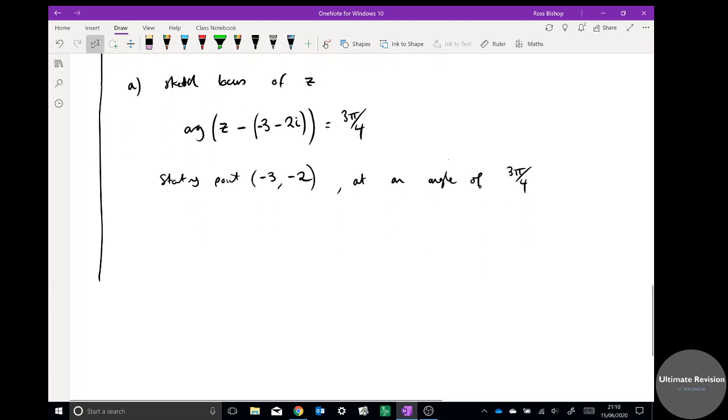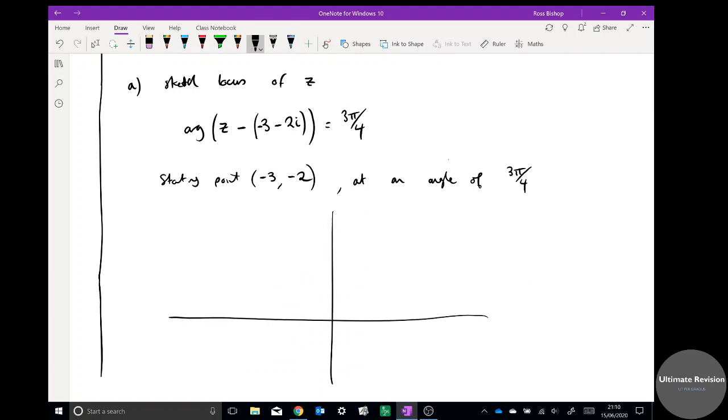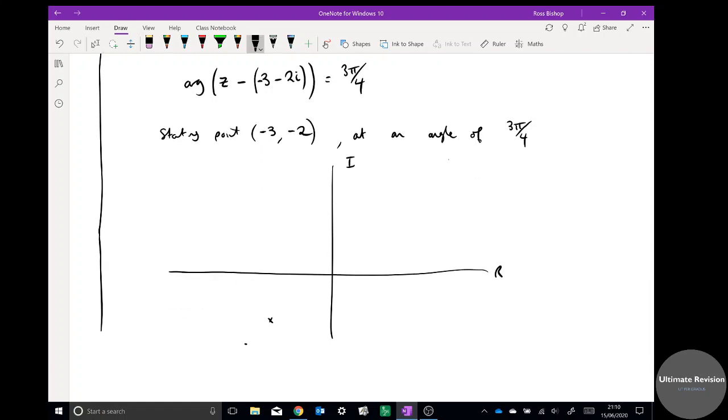So from that point onwards, I can draw this quite easily on the Argand diagram. It starts at minus 3 minus 2, and that's where it starts, and it goes at an angle. Remember, the argument starts in that direction, anticlockwise. 3 over 2 pi is about that angle there, and it just goes on forever at an angle of 3 pi over 4, and that is what z is. Z is anywhere on that line there. So that is where the sketch would be.